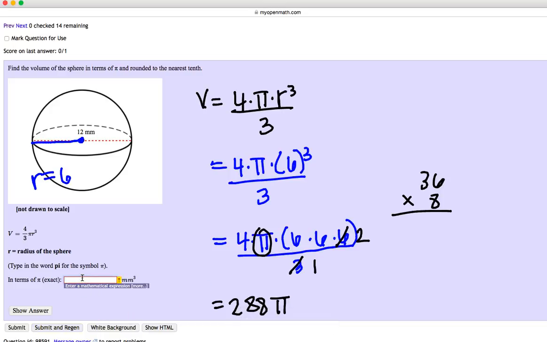But real quick to just demonstrate, if I put 288, you're going to notice it's marked wrong. Why? Because I'm forgetting pi. So make sure you have the pi symbol inside. If you ever get it wrong, that's one thing that you might want to check.